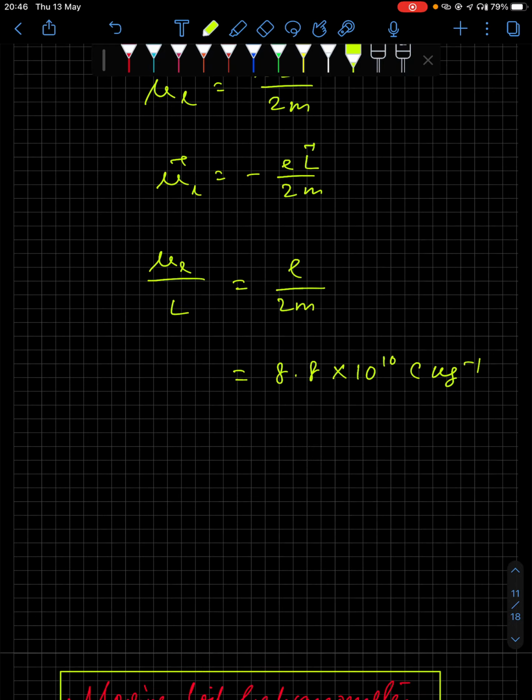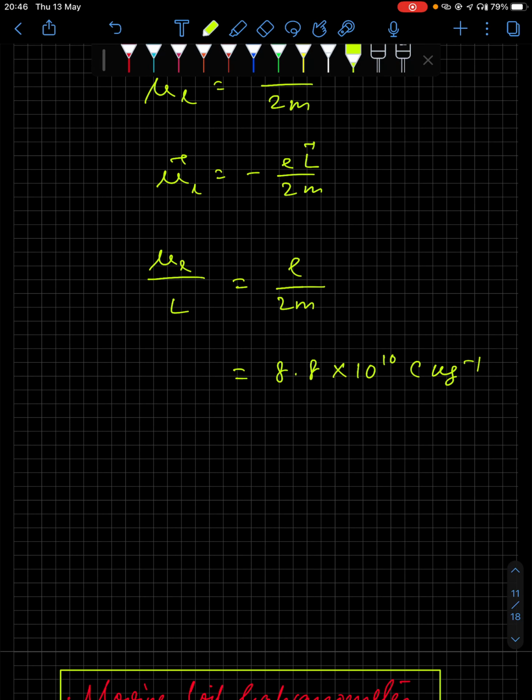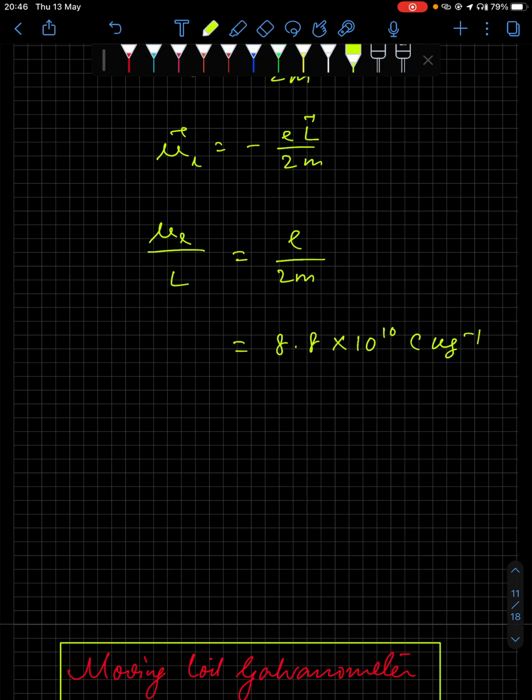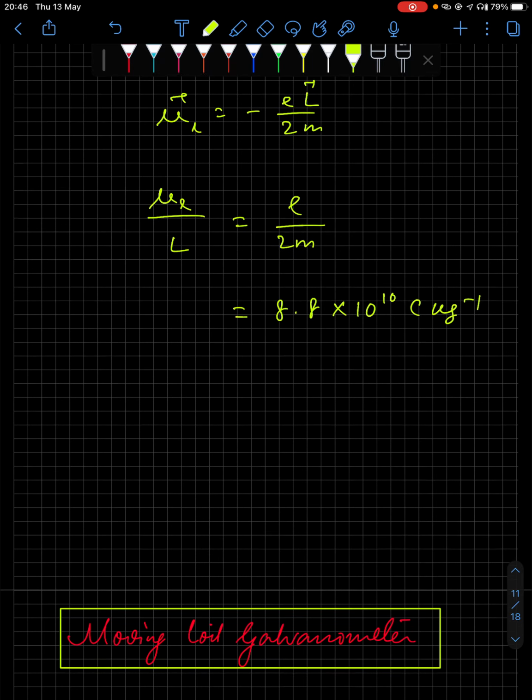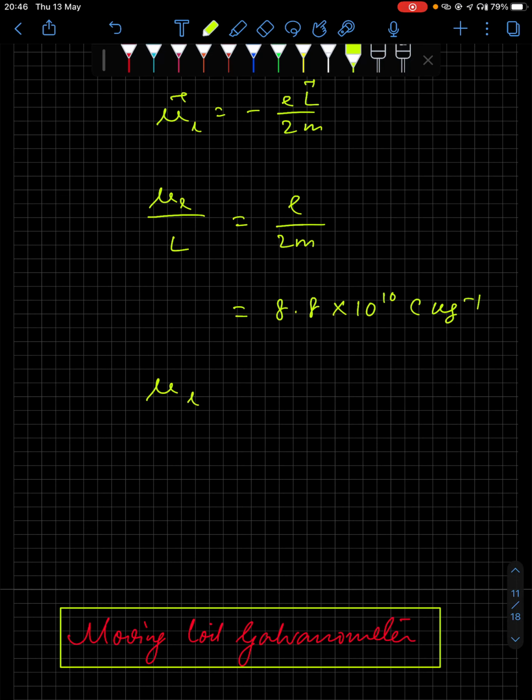That will be an exercise. So this will get you 8.8 into 10 to the power 10 coulomb per kg. Now applying Bohr's quantization law, that is L equals nh by twice pi, you'll get the orbital magnetic moment μL will come out to be neh divided by 4 pi m.